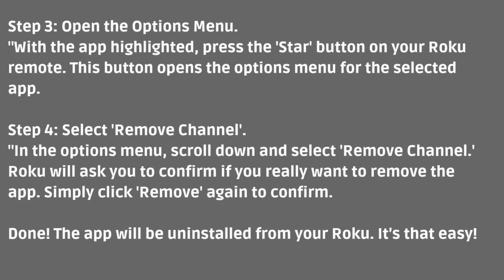Step 3. Open the Options menu. With the app highlighted, press the star button on your Roku remote. This button opens the Options menu for the selected app.